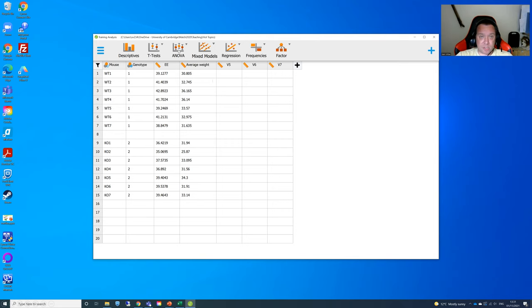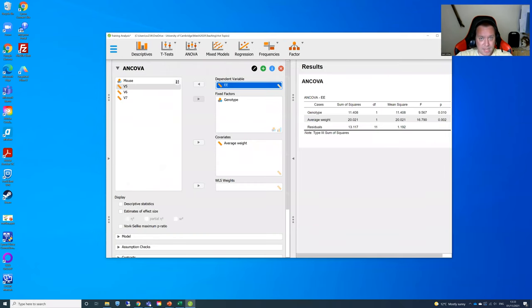And what we're gonna do is we're gonna go to ANOVA and we're gonna select analysis of covariates. And then we need to put our data in our correct places. So our energy expenditure goes in as the dependent variable. Our fixed factor in this case is genotype, and our covariate is average weight.